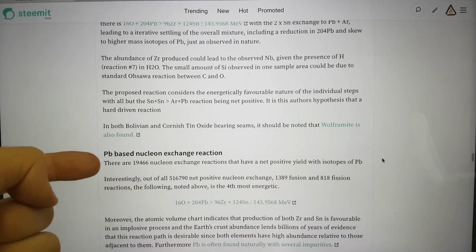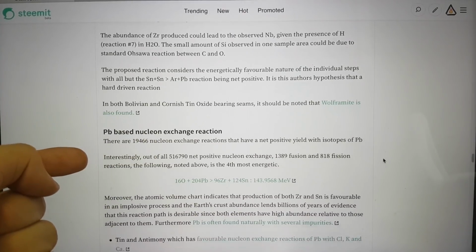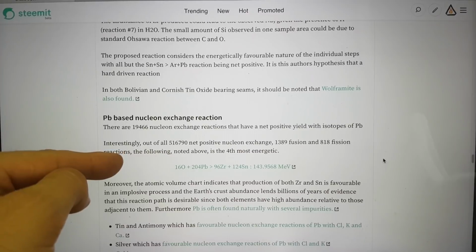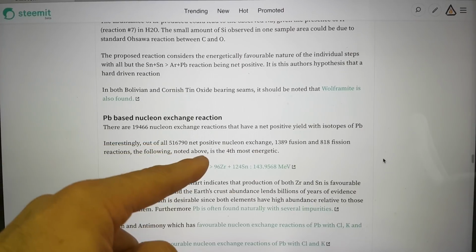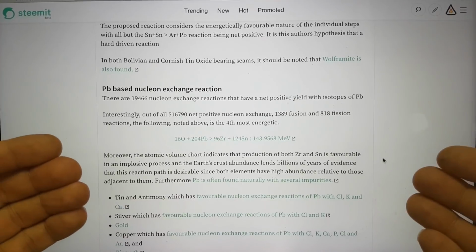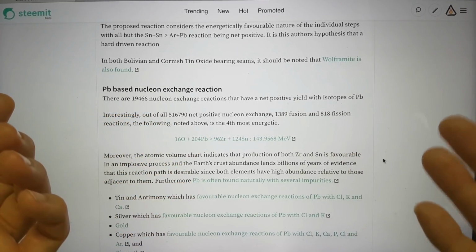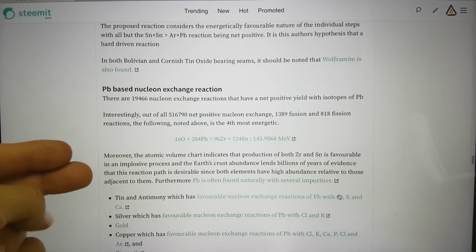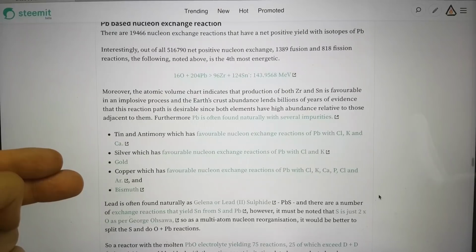So looking at nucleon exchange reactions and fusion and fission with lead, out of all of the reactions that Parkhomov has given us, well more than 500,000 reactions, the one given above is the fourth most energetic. And if we consider that the Earth's crust gives us billions of years of experimental evidence, then the observation of tin with lead is not surprising.